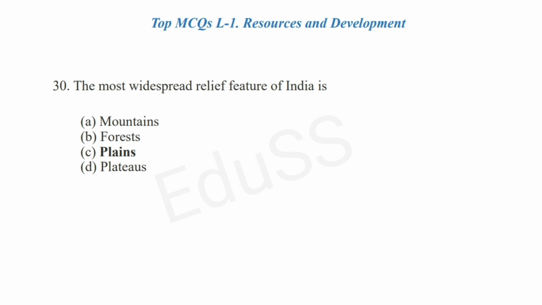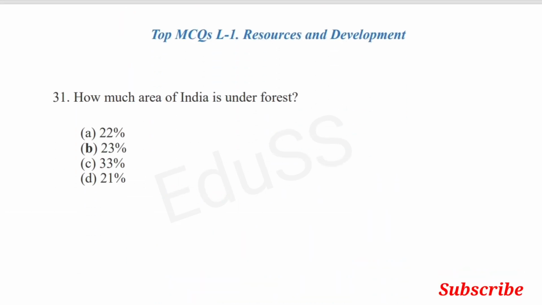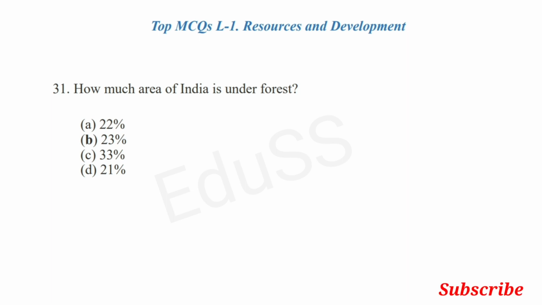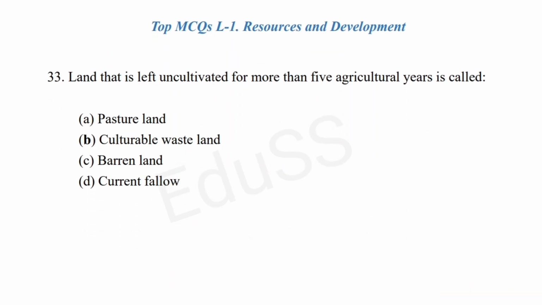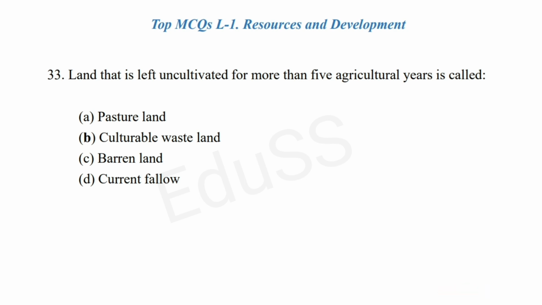Next, the most widespread relief feature of India is plains. Next one, how much area of India is under forest? The correct option is 23%. Moving to the next, land without cultivation for one or less than one agricultural year is called current fallow land. Next, land that is left uncultivated for more than 5 agricultural years is called cultivable wasteland.